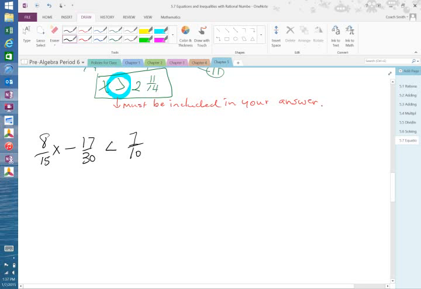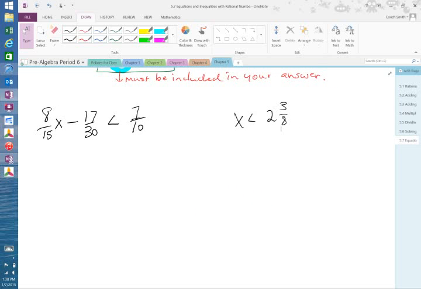All right, Copeland, what'd you get? So what's the whole answer? What is it? Not greater than. Yeah. X is less than 2 3/8. As I just stated, you can't just put the number. Okay, let's look at that one. Make sure everybody understands how we got that.